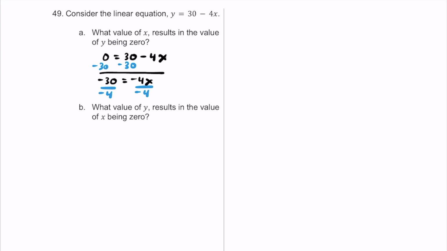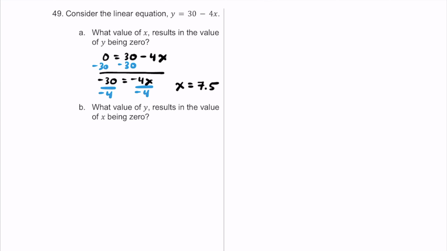And we can see here that x is going to equal 30 divided by 4. It goes in, let's see, 7 times 4 is 28 with 2 left over. So it's 7.5. And so if y was 0, that means x would have to be 7.5 for that to be true.